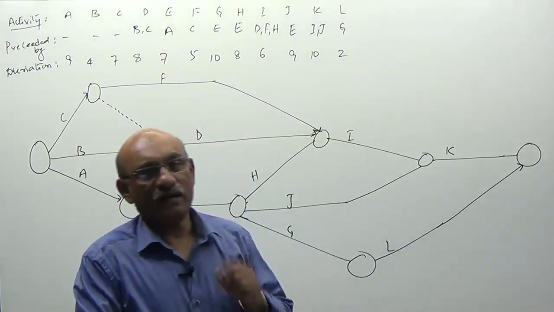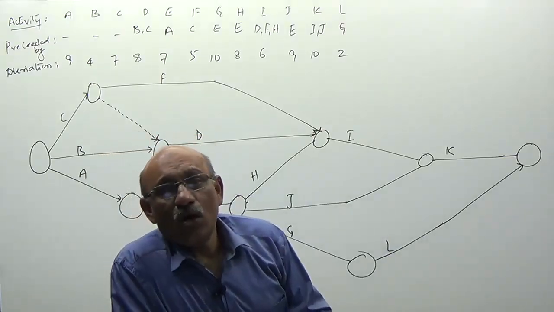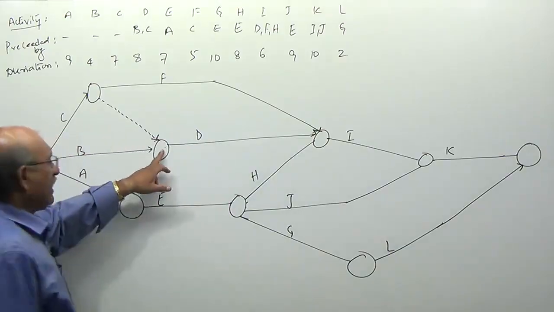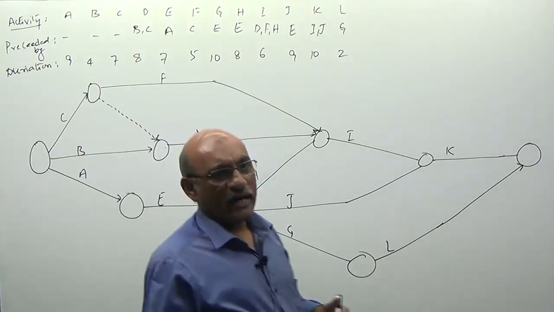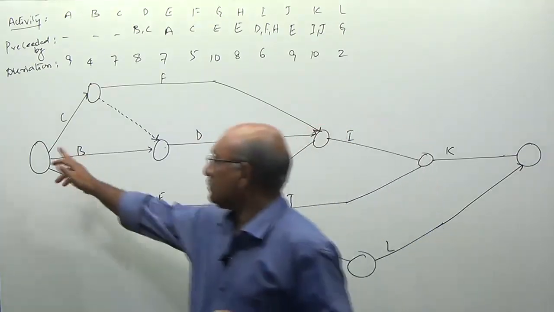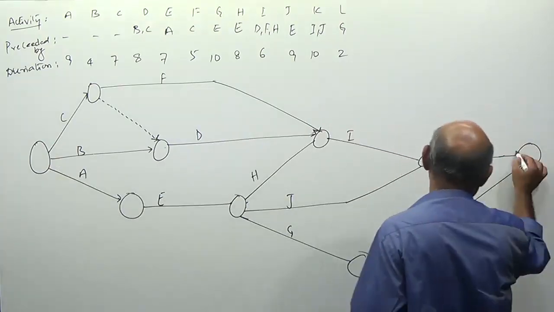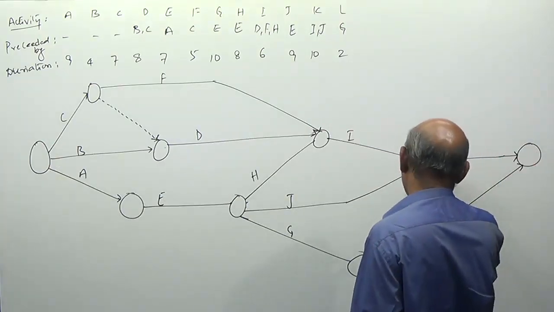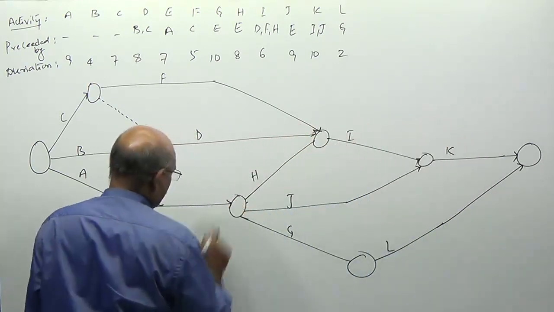Next, after drawing the network is over, sir, you have to give numbers to the nodes, that is, the circles. How can I give the numbers? Numbering will start from the left hand side and we have to move towards the right hand side.